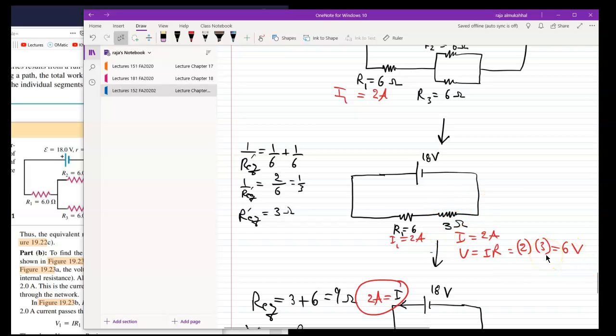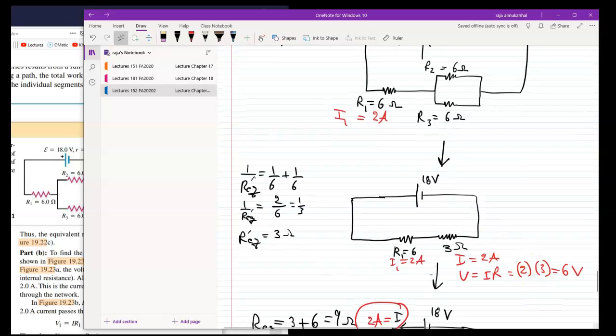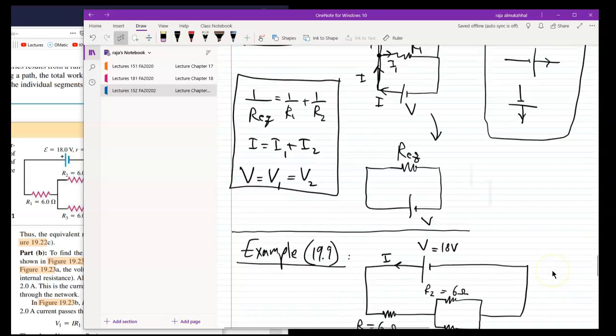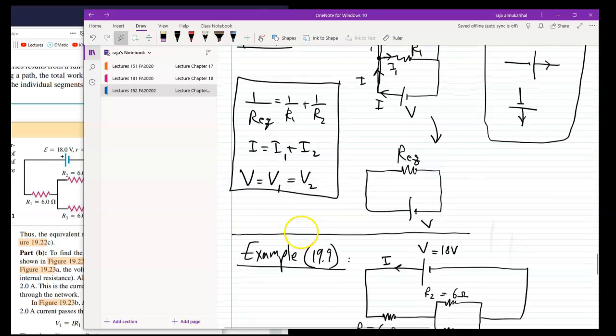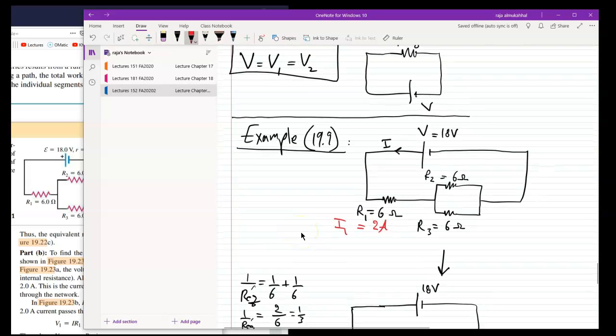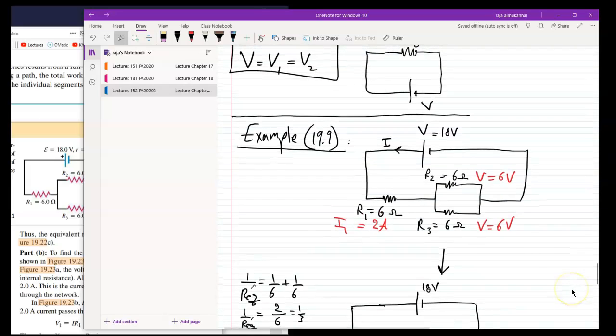What does that mean? It means if I go backwards, the voltage here and here must also be 6 volt. Why? Because the rule said that. Here, look, if they are in parallel, the voltages are equal. So now the voltage here is going to be 6 volt, and the voltage here is 6 volt. Is it 6 volt? I forgot. Yes, it is, right here. 6 volt.